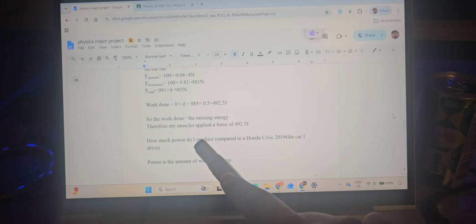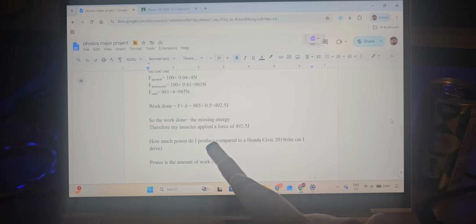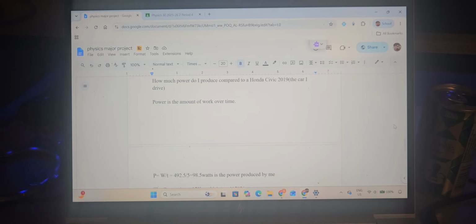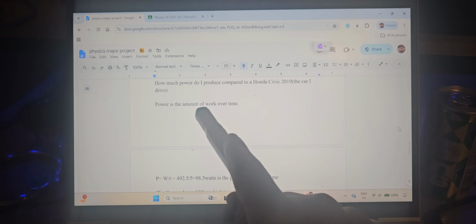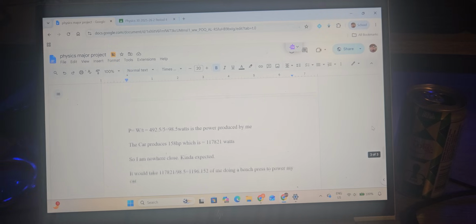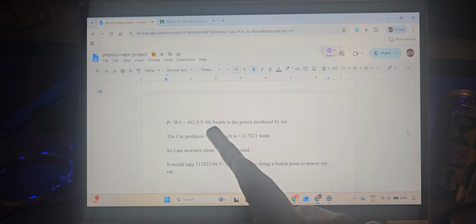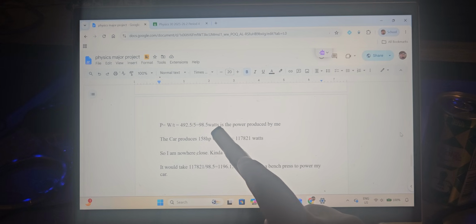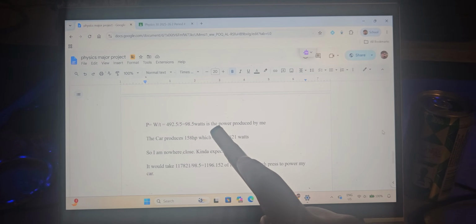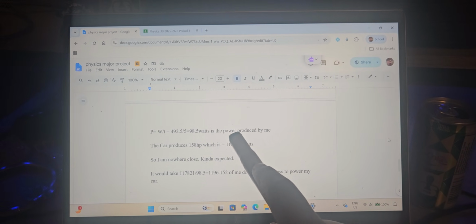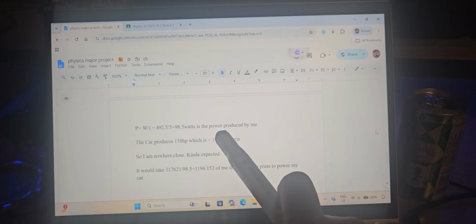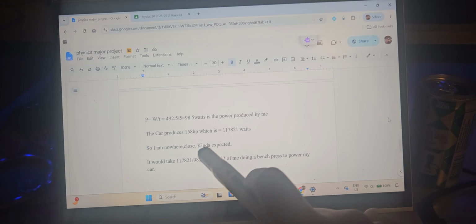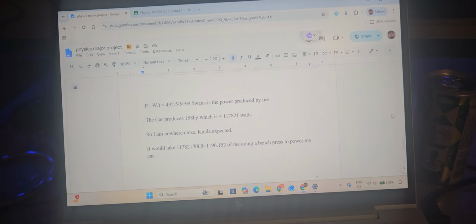For fun, I just decided to compare myself to the car I drive. So I needed the power, which is equal to the work over time. Apparently my chest produces 98.5 watts while I'm bench pressing. I think it's pretty impressive, but not sure. And my car produces a little bit too much, so I'm nowhere close, which I kind of expected.